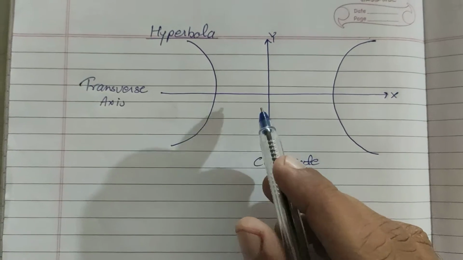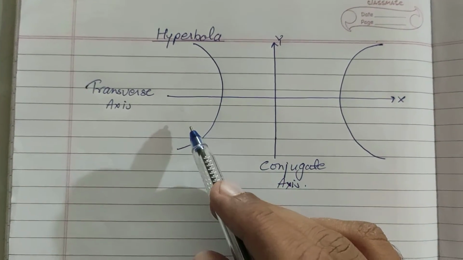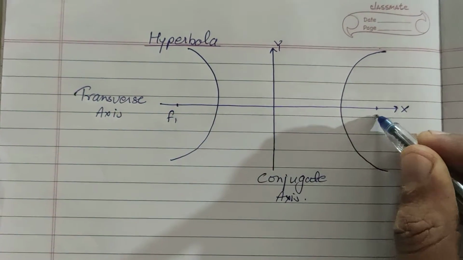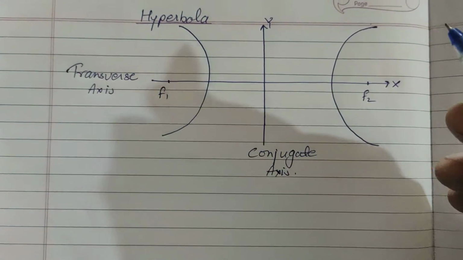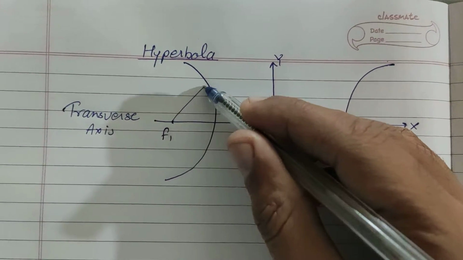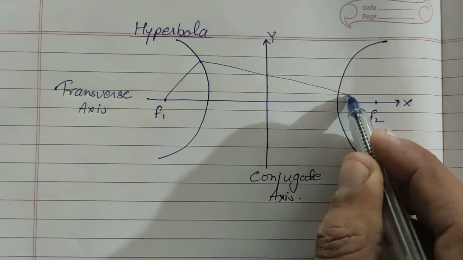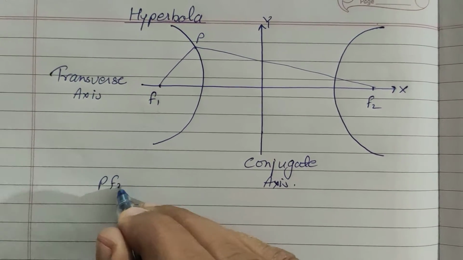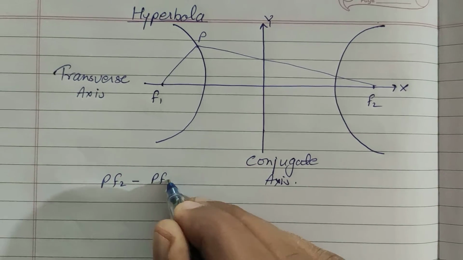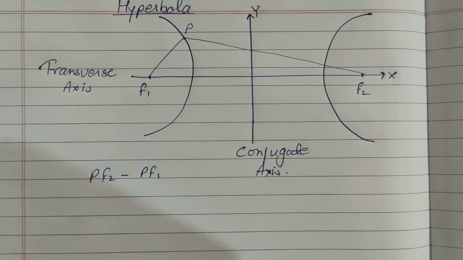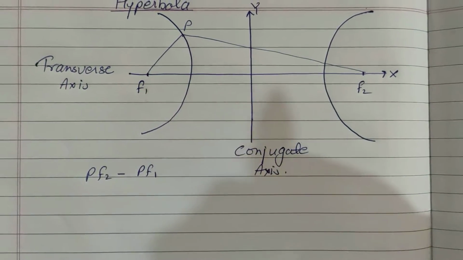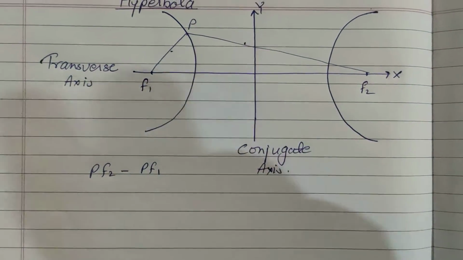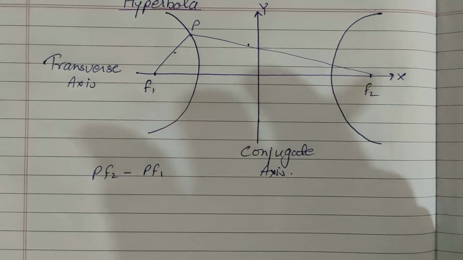So what is hyperbola? It is the locus of the points which satisfy one condition. See over here, this point I'm calling P, so PF2 minus PF1 remains the same. Going from one focus to another focus via the hyperbola, the difference of the distances remains the same. That is said to be a hyperbola.